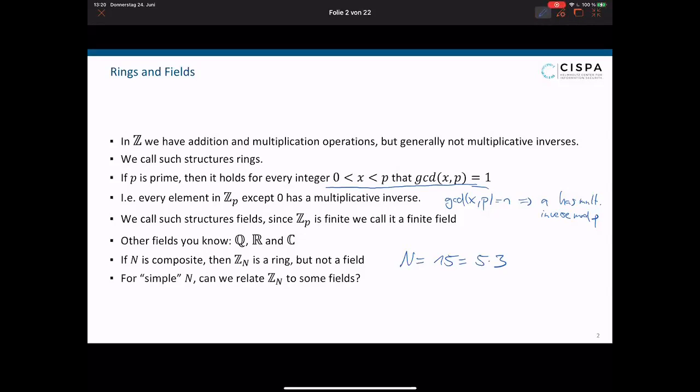But of course, we have a few more elements, right? It's of course 5, 10. I mean, 15 is 0 modulo 15. But then we have 3, 6, 9, and 12. Those guys don't have inverses because they have a non-trivial GCD with n.